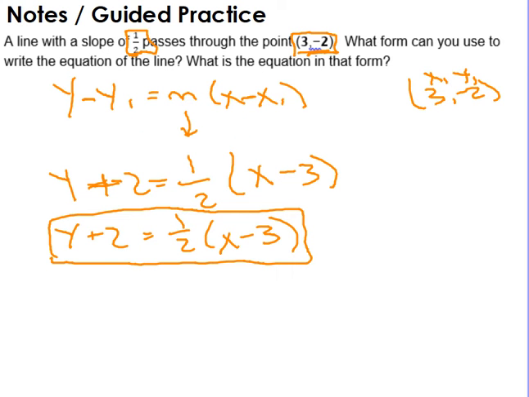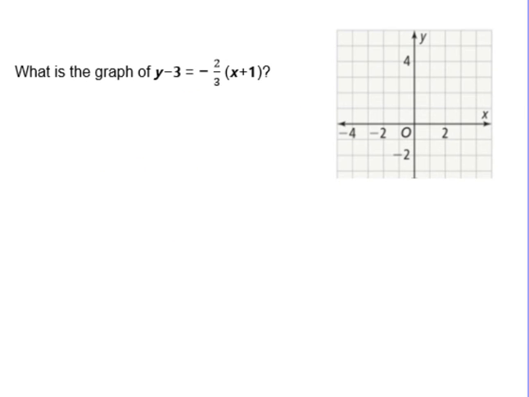The reason why we use point slope formula is that from here, I could actually graph if I wanted to with that point and that slope, or I could also still change it to slope-intercept form. So let's look at how I would graph from point slope formula. There's really two different ways. One way is I can identify the point based on these two values.